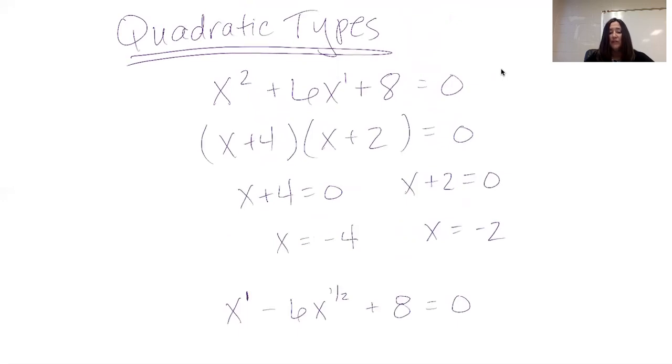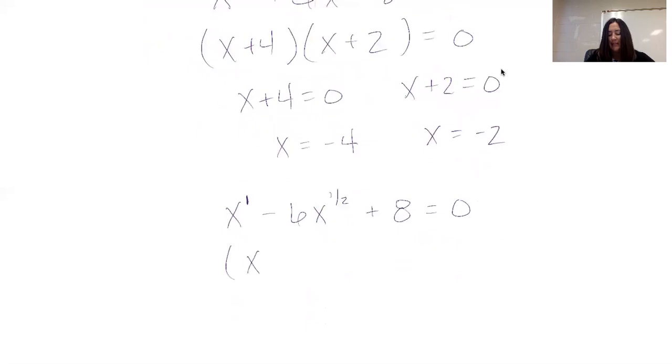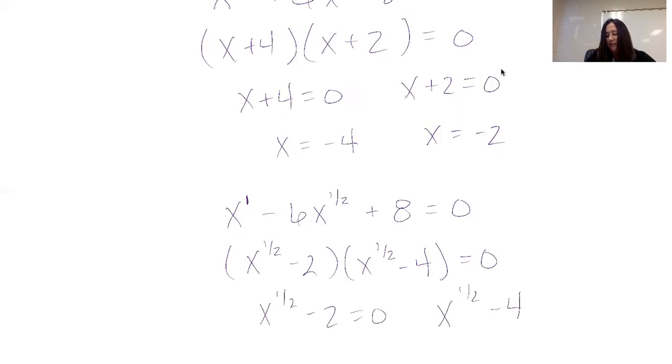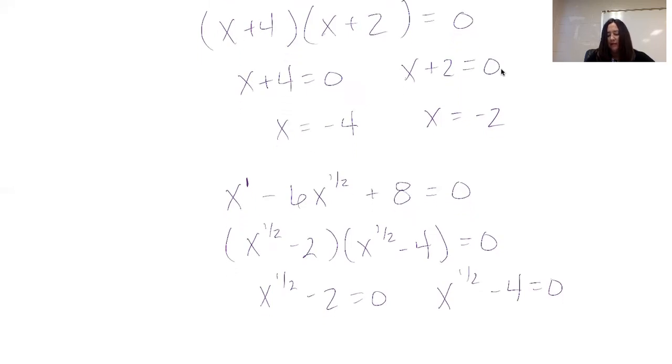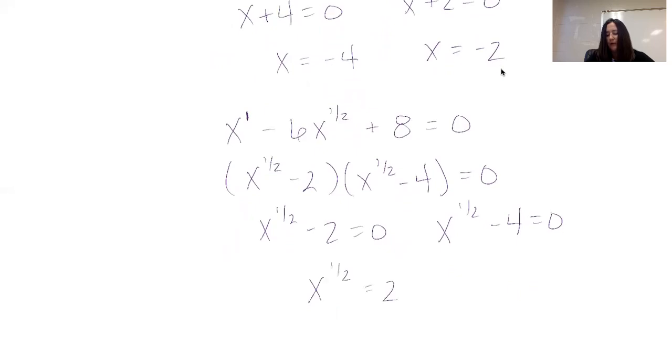So when you factor this, you're going to factor it the same way. We have a minus here now. So instead of just x, it's going to be x to the 1/2 minus 2, and x to the 1/2 minus 4 equals 0. Then again, we still have to solve it. So we're going to say x to the 1/2 minus 2 equals 0, and x to the 1/2 minus 4 equals 0. We solve it, so x to the 1/2 equals 2, and x to the 1/2 equals 4.